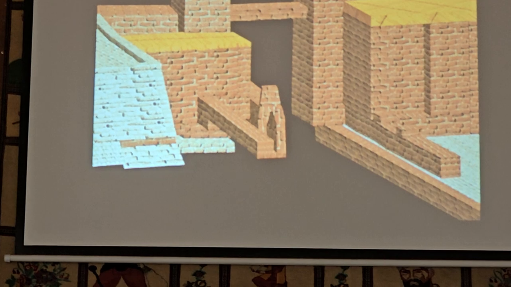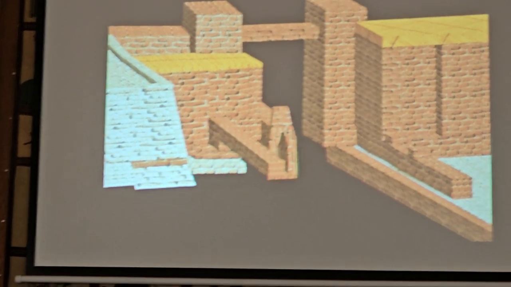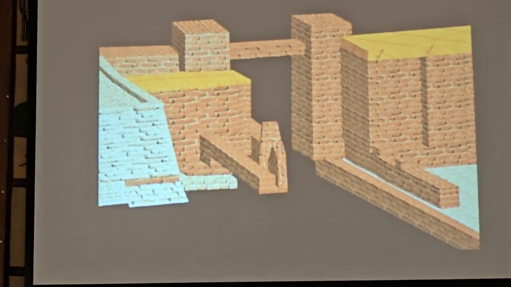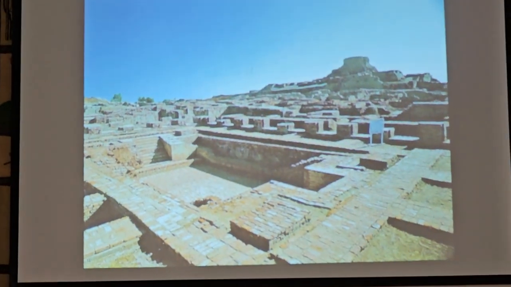So similarly, these towns were also fortified just to protect the city from floods, protect the city from animals, protect the city from enemies, etc.